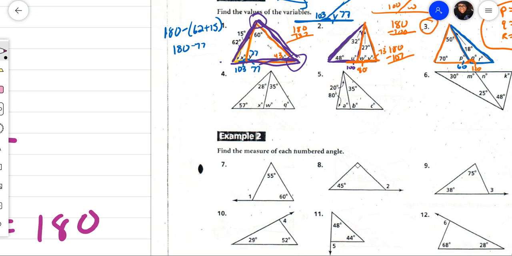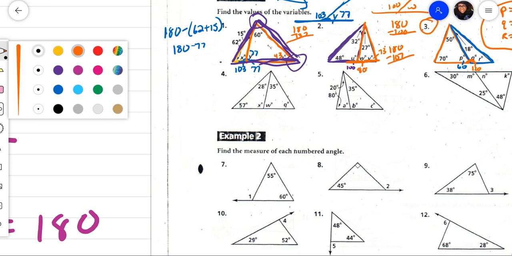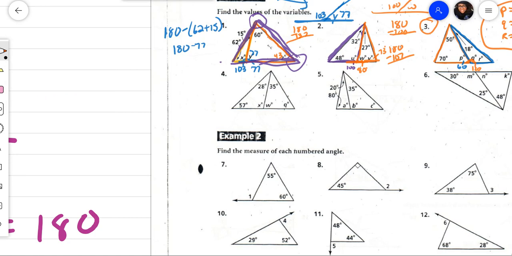So for this one, if we look at number 4, again, we need to find 3 different variables here. We have X, we have W, and we have Q. It's up to you which one you approach first. You could go for Q. I'm going to do it a little differently this time just to show you a different approach than what we were doing in class. Don't need to confuse you. So if you're more comfortable doing it the other way, sure thing, go do it that way.